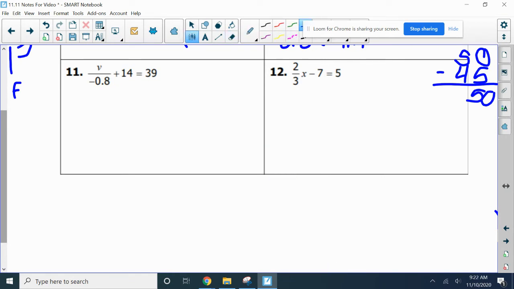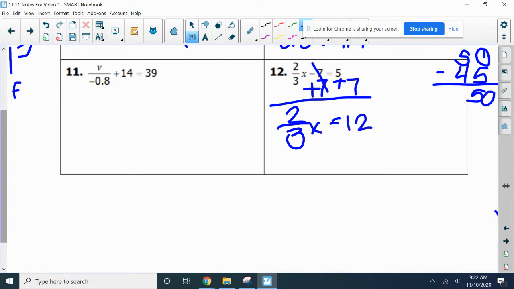So 12, we're still working backwards. We need to get rid of our addition and our subtraction before we get rid of multiplication or division. So I want to get rid of minus 7. In order to get rid of minus 7, I need to add 7 because that's our inverse. So plus 7, plus 7. So then I have 2/3 times x equals 5 plus 7 is 12.